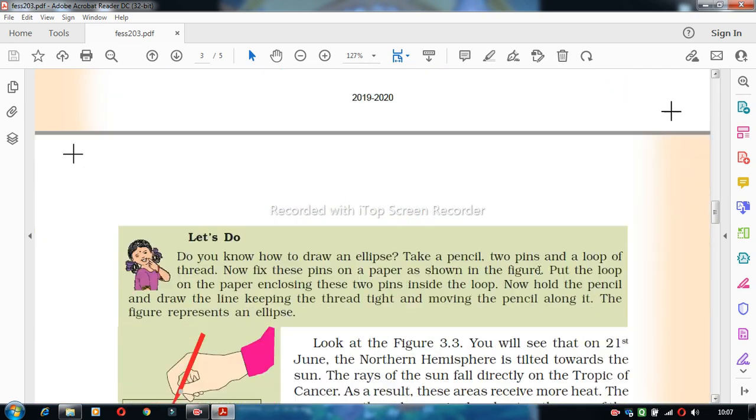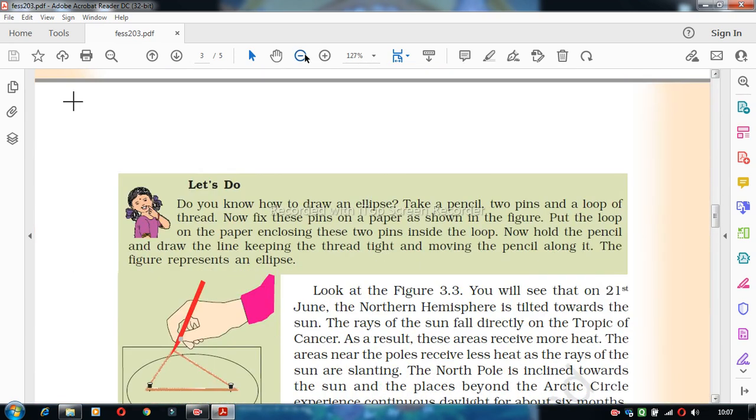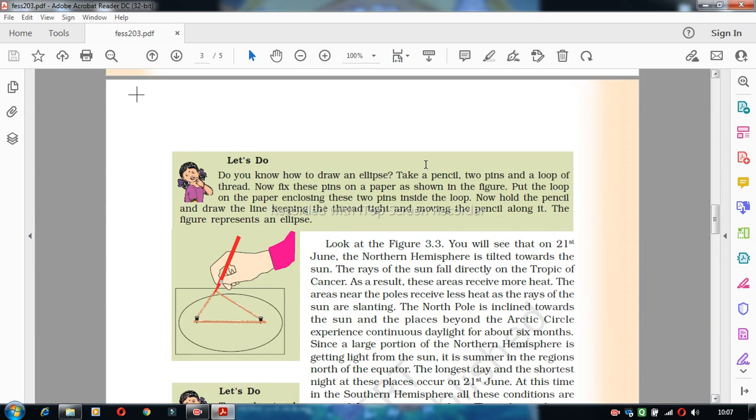Next, let's do this activity again when you report to the school, and at the time of activities we are going to do this activity. So your job is to read this activity and just keep it with you.